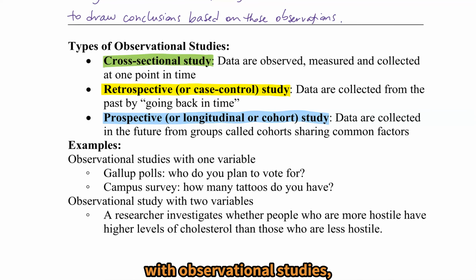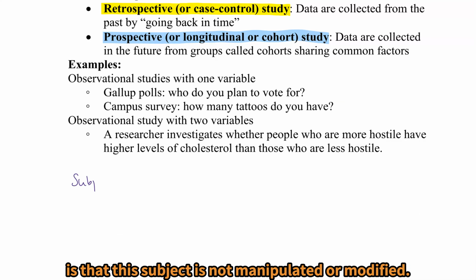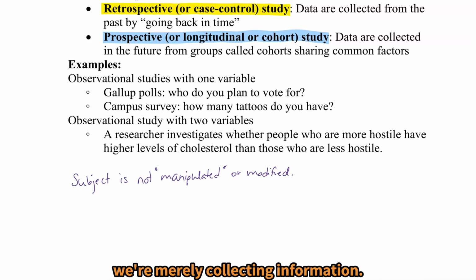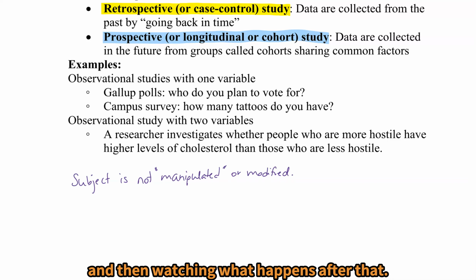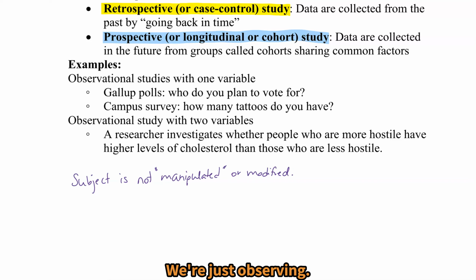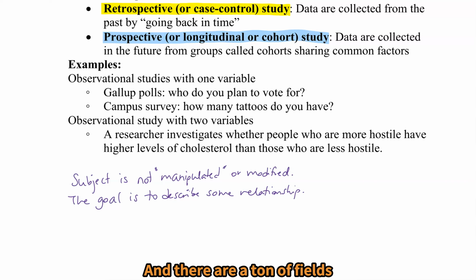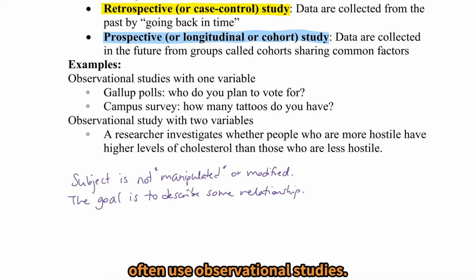The big idea with observational studies, the most important fact, is that the subject is not manipulated or modified. In the study, we're merely collecting information. We're not applying a treatment of some kind and then watching what happens after that. We're just observing. The goal is to describe some relationship. And there are a ton of fields using observational studies. Political science, sociology, anthropology often use observational studies.